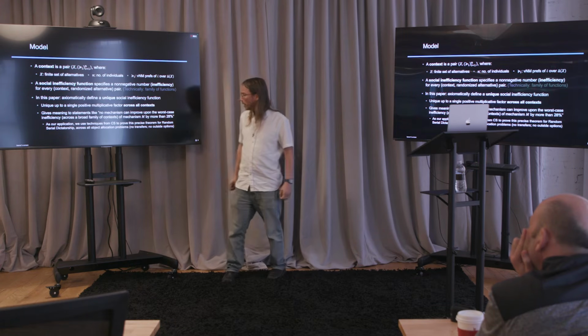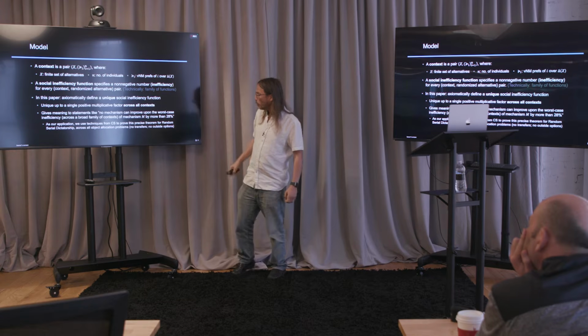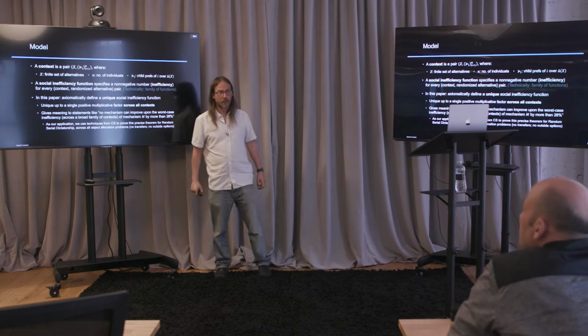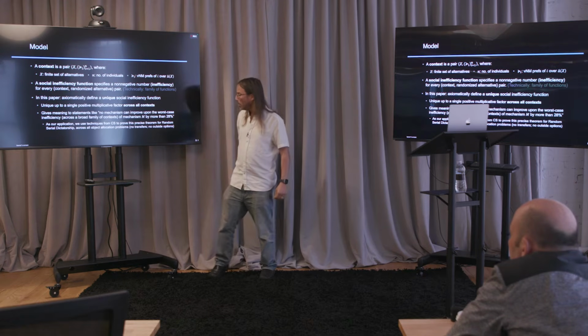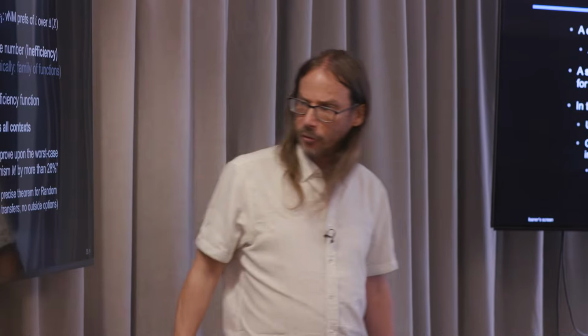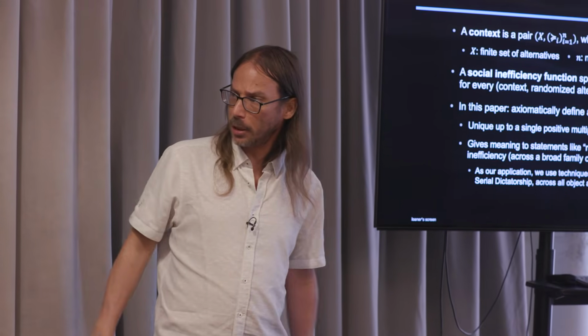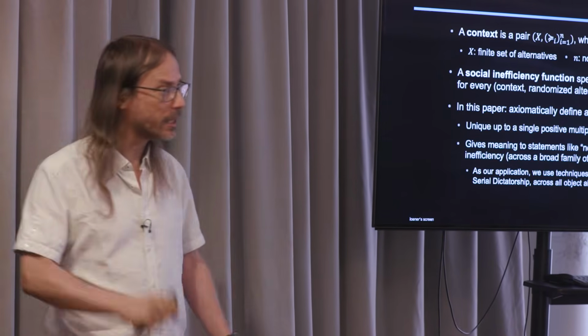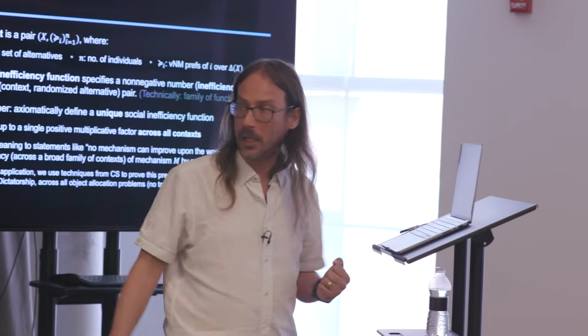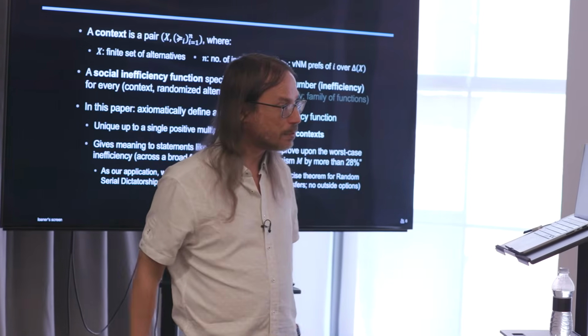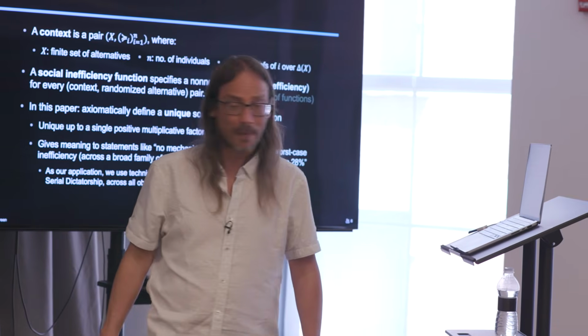We're going to use techniques from computer science to prove that random serial dictatorship, a very popular matching mechanism, is approximately optimal among all truthful ordinal matching mechanisms. So no other mechanism will be able to shave more than 28% off the inefficiency of random serial dictatorship. That's going to be our application later.